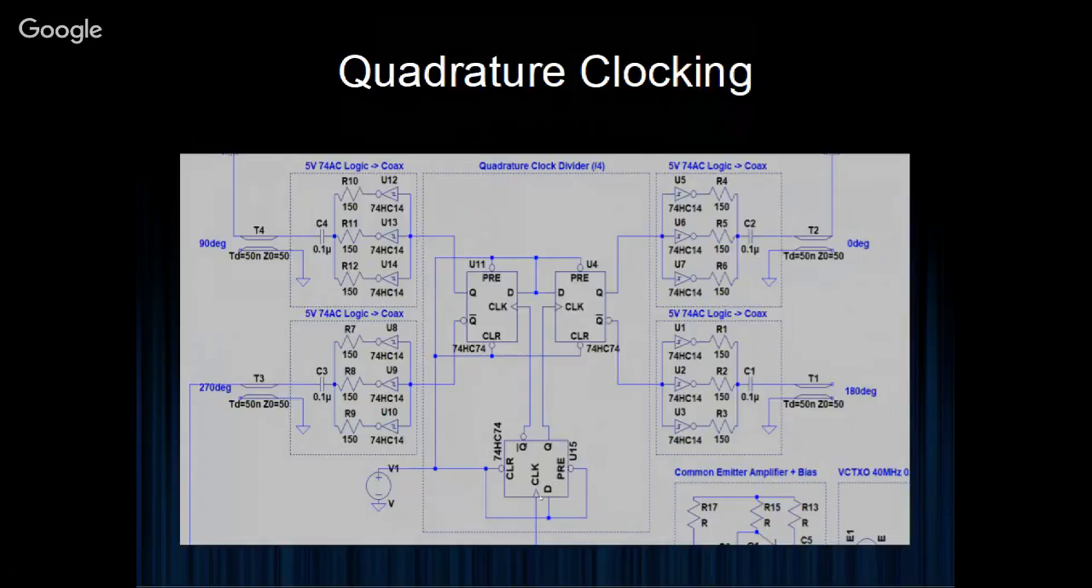So yes, this gives us 50%. This gives us quadrature, but this effectively becomes a divide by 4. So your input frequency is going to be divided by 4. So if you want 10 megahertz out, which is the case for a 10 megahertz intermediate frequency down converted to baseband, you need a 10 megahertz signal. So you need a 40 megahertz clock, which comes in from below here.